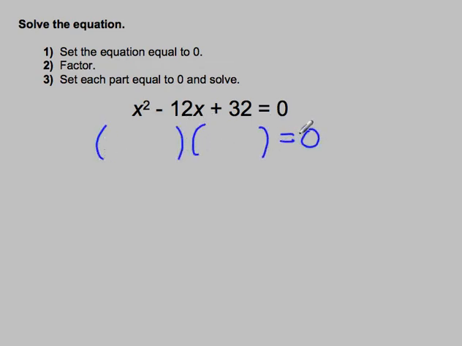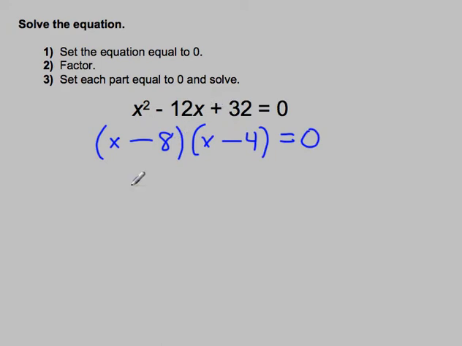Okay, we're going to break the x squared up into x and x. And then we think, what factors of 32 would give us negative 12? 8 times 4 is 32. By the way, it doesn't matter which order these are in. You could have 4 here and 8 here. That's fine, as long as your signs are right. Now, if I need a negative 12, these both have to be negative. So it adds up to negative 12 in the middle. Negative times a negative gives us the positive 32.